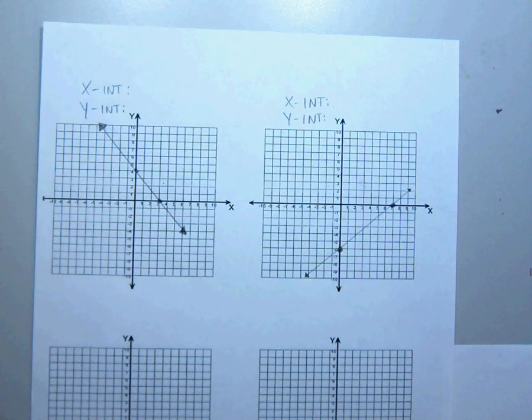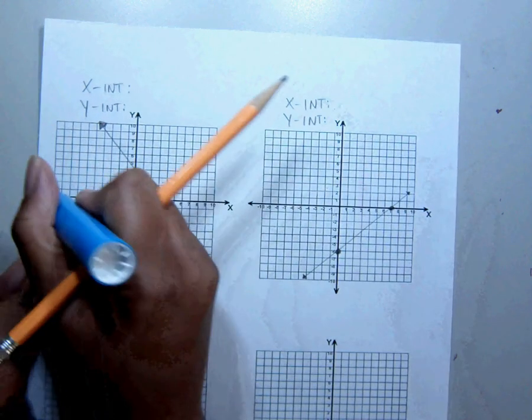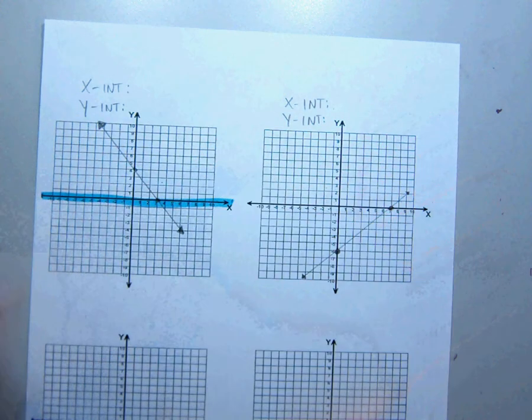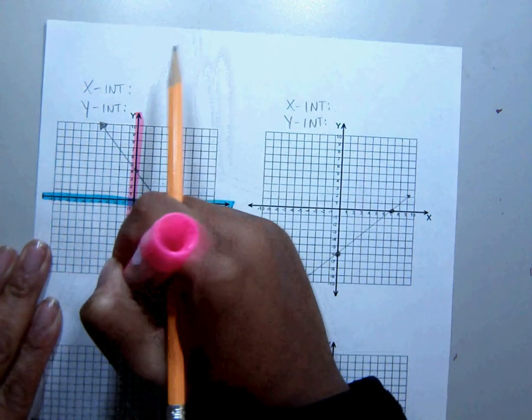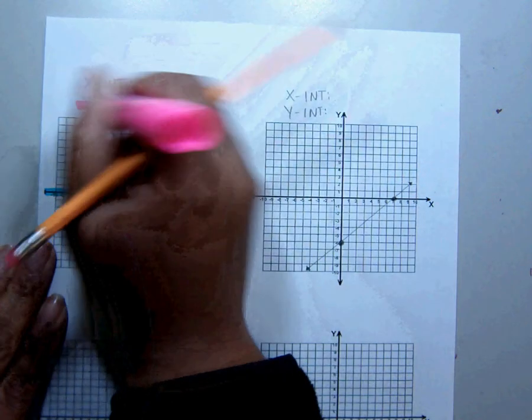Let's talk about X and Y intercepts. The X-intercept is going to be on the X-axis, so I'm going to use a blue highlighter for the X-axis. The Y-intercept, I'm going to highlight pink. So pink is going to stand for the Y-axis.